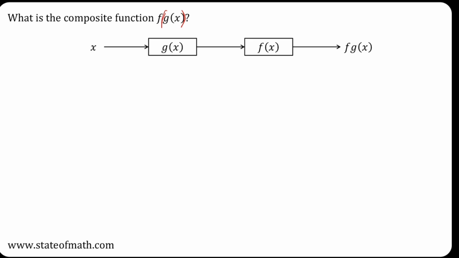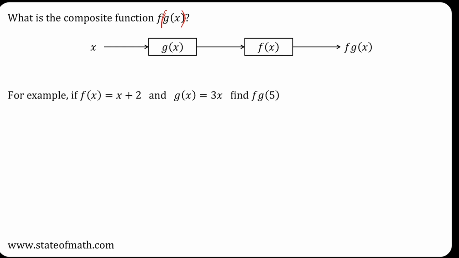Now consider the following flowchart. X is inputted into function g of x. You get an output. This output is the new input into the function f of x, and then the result comes out from the second function. To understand this even better, let's consider an example with numbers.